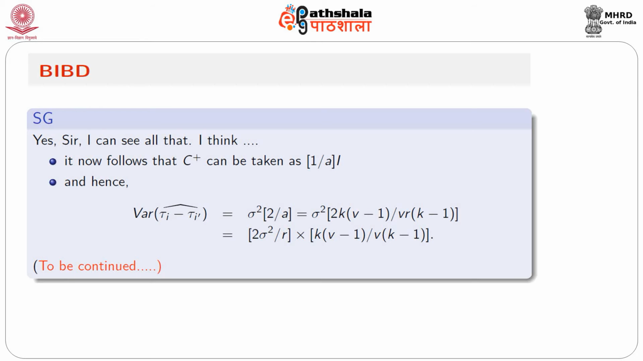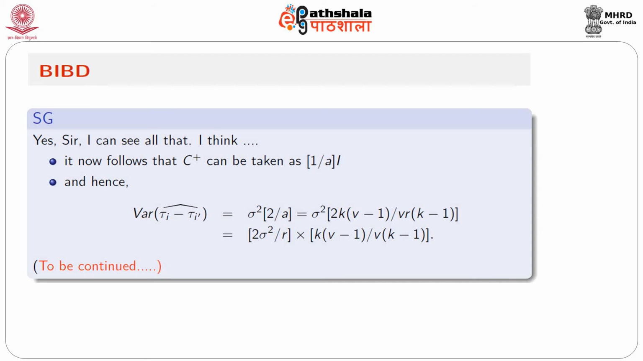There are 2 things to note. One is that this variance is constant. For all estimates of treatment differences, this variance is constant. That is the implication of balance. The design is balanced because no matter what elementary treatment contrast you take, the expression for the variance is independent of the choice of your treatment. Whatever treatments you take, it is the same.